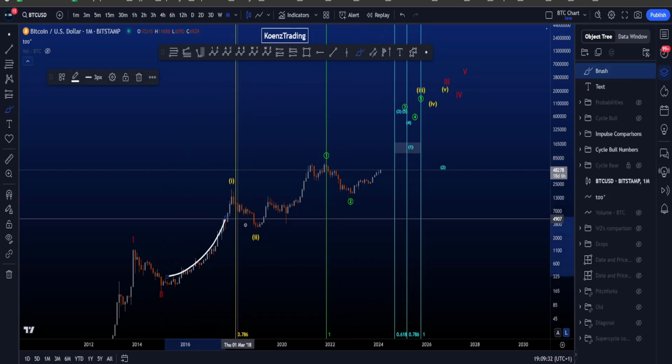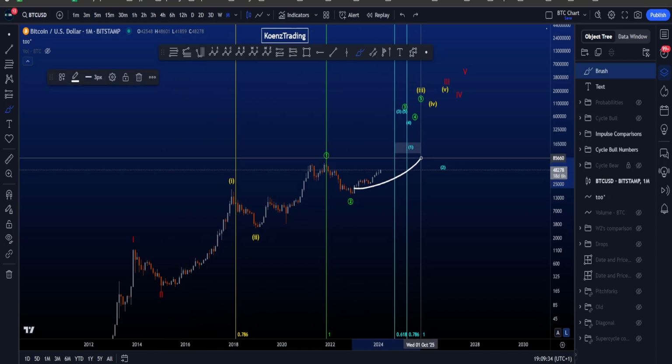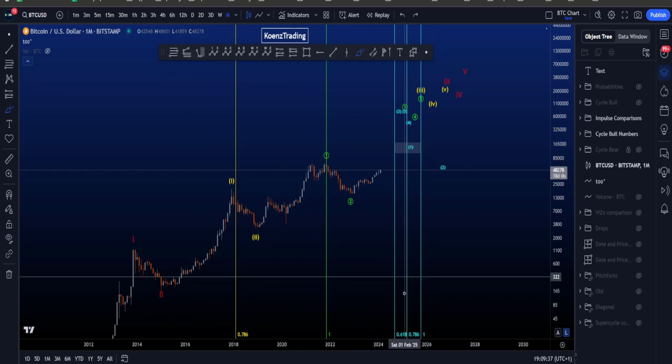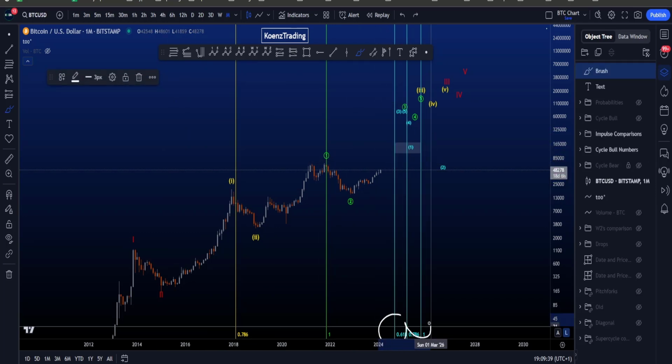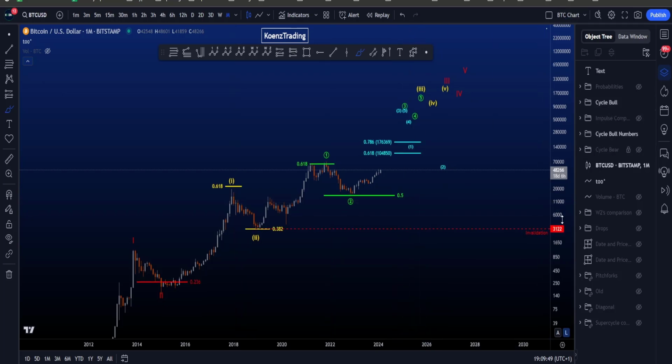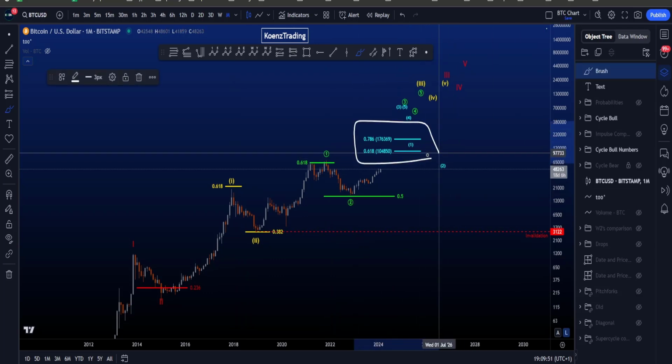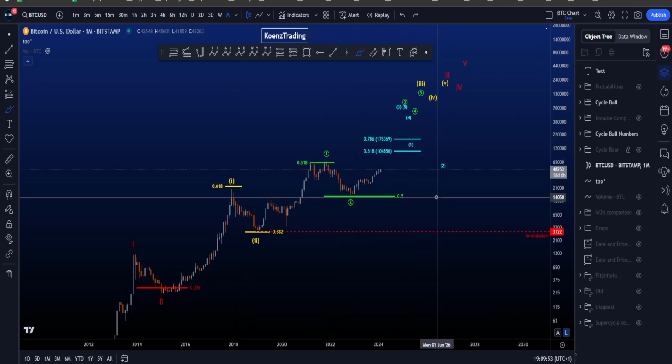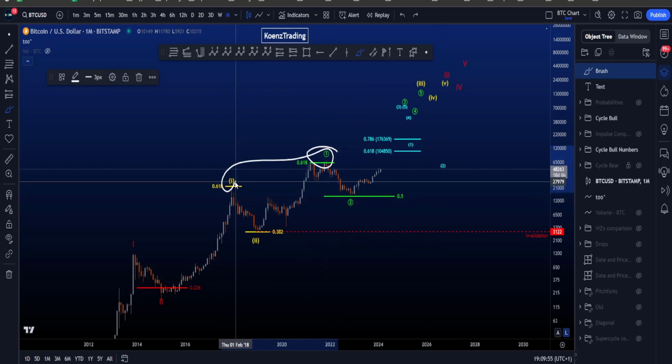Keeping the length of these waves in mind, then the blue wave 1 over here is likely to end between the 0.618 and the 1-to-1, which is between September 2024 and October 2025, with the 0.786 sitting in March 2025. Price-wise, the target would be between 100k and 180k, and that estimation is done also based on the previous wave 1s.